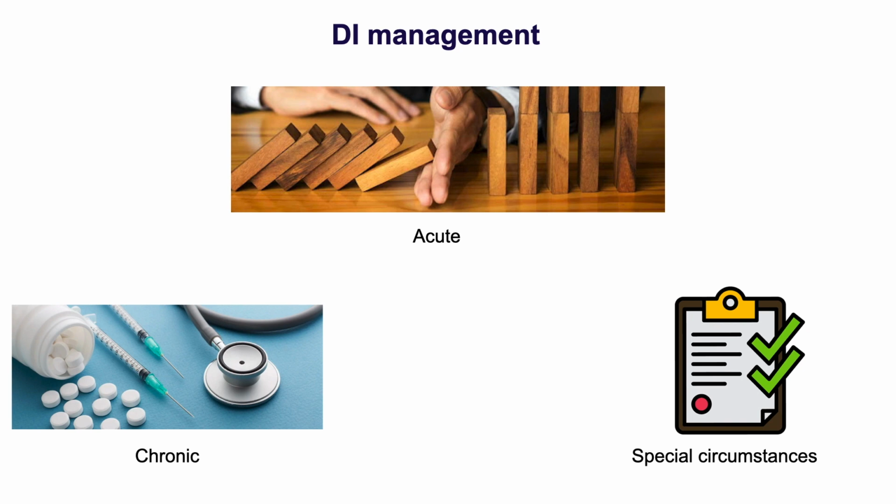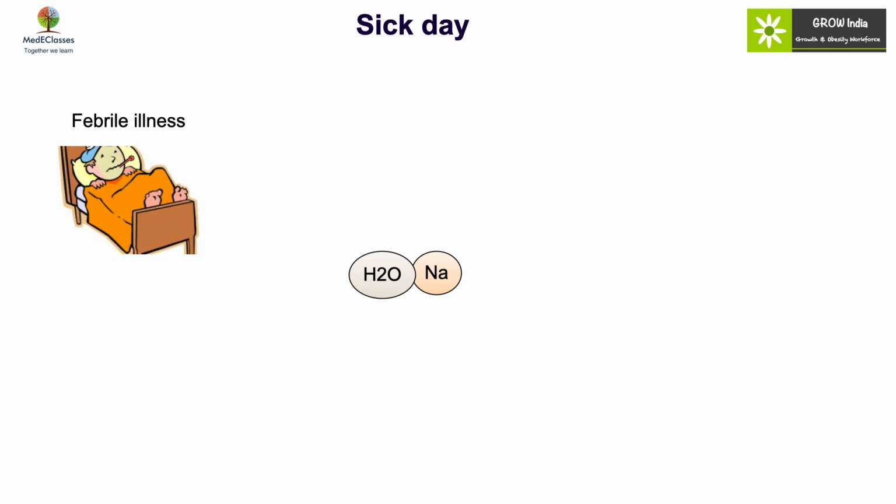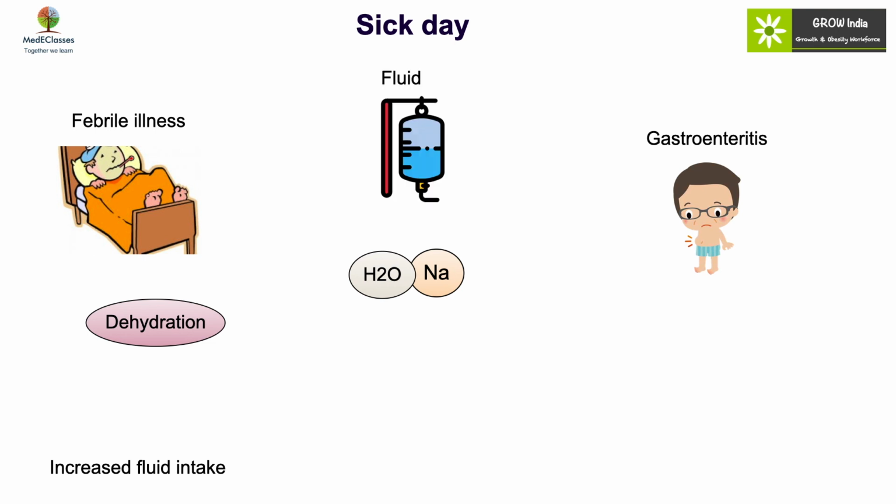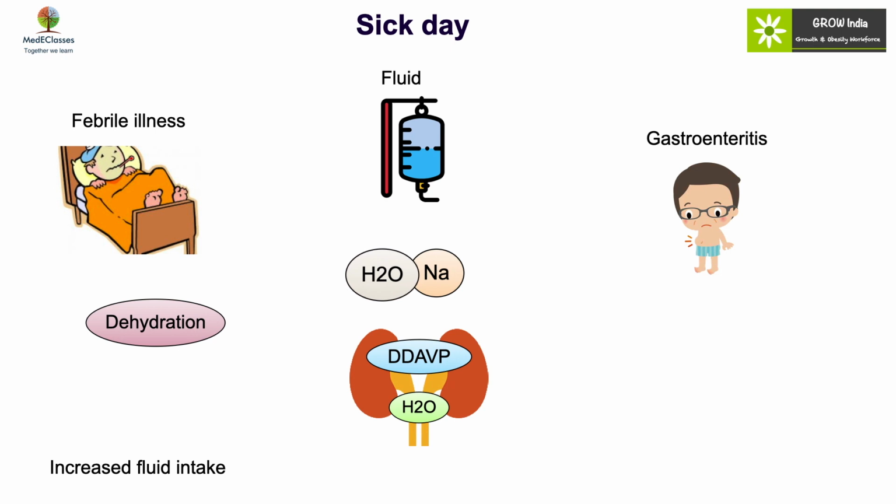Now, there could be certain special situations which may alter the management of DI, particularly sick day. In febrile illness and gastroenteritis, there is a risk of dehydration, and this can cause potentially life-threatening hyponatremia. So we need to ensure that there is more fluid intake. However, giving IV fluid in this setting may be dangerous because they are already on desmopressin, which will cause decreased urinary water loss, and this may cause fluid overload. So we have to be very, very careful in giving IV fluids, and never give sodium content above N/2 because of the risk of hypernatremia.